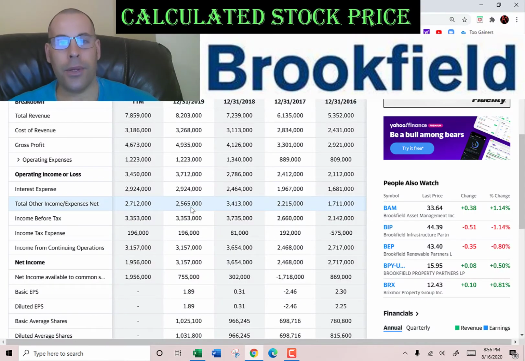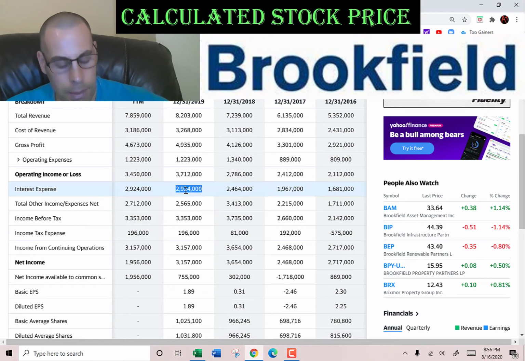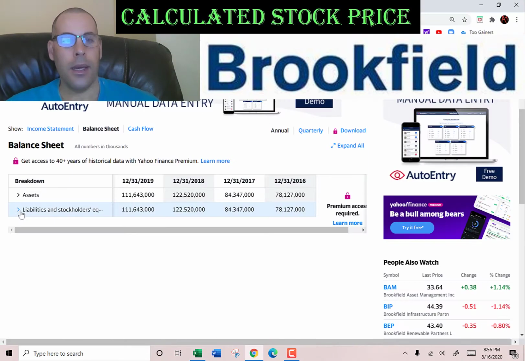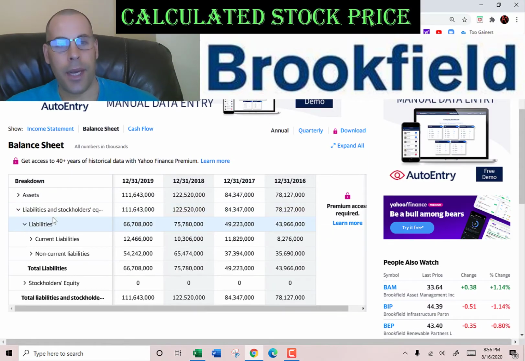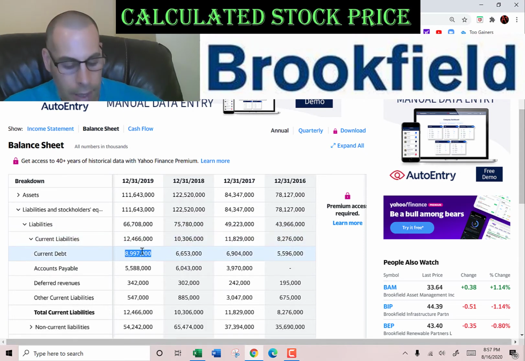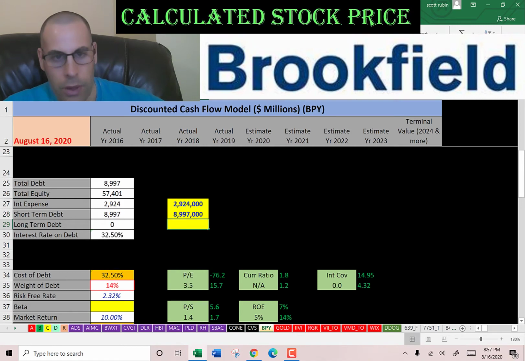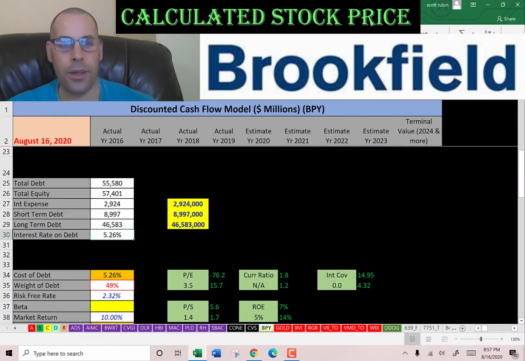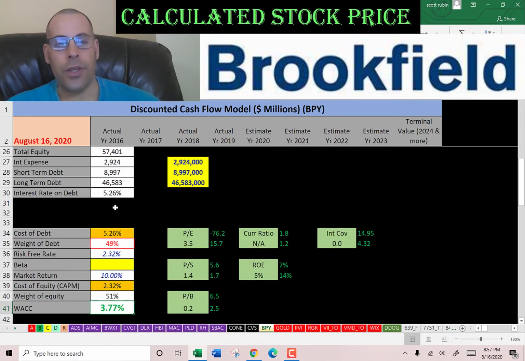Let's look at the capital structure. They pay $2.9 billion of interest on their debt. Let's go to the balance sheet to see how much debt they have. Current debt of $9 billion, that's debt due within 12 months. Long-term debt of $47 billion, that's debt due after 12 months. They're structured as an MLP, Master Limited Partnership, so they don't pay taxes.